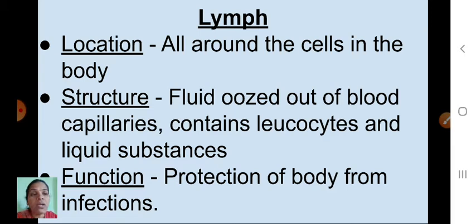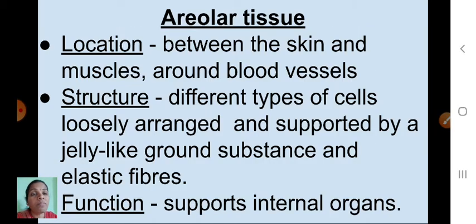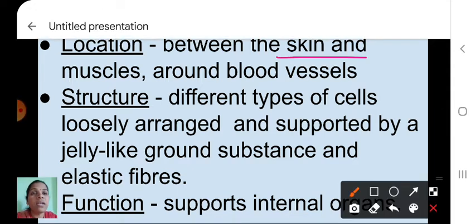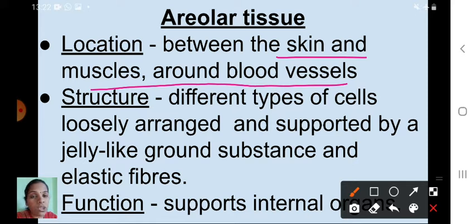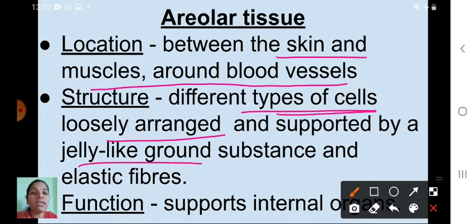Shall I go to the next one now? Next type of connective tissue is what? Areolar tissue. Okay, location: between the skin and muscles, around blood vessels. Just imagine children, where is areolar tissue present? Yes, between the skin and muscles, okay, around blood vessels. Structure, how it looks like: different types of cells loosely arranged. Already I told these connective tissues are normally loosely arranged. Okay, loosely arranged and supported by a jelly like ground substance and elastic fibers.